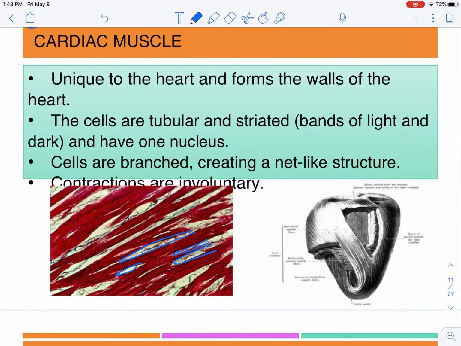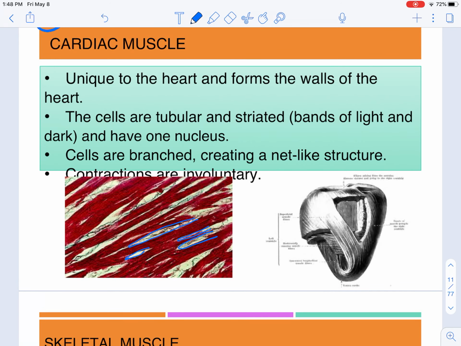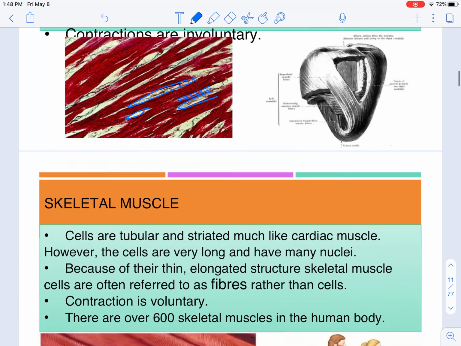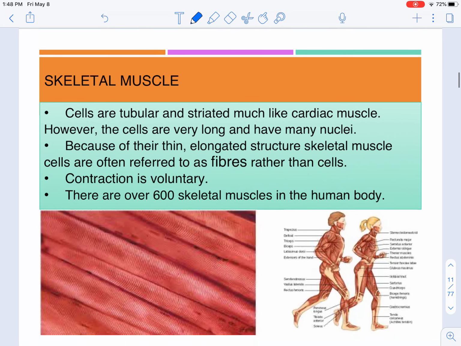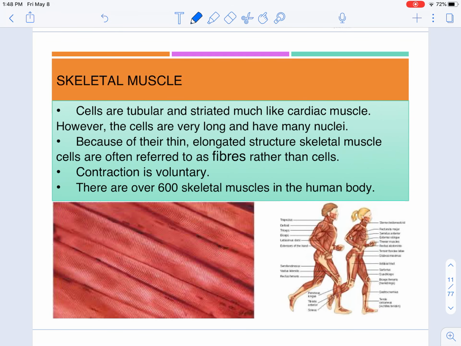Just like smooth muscle, these are involuntary, which means we do not have control over the smooth muscles of internal organs, like for peristalsis, for example, nor do we have control over the cardiac muscle in the heart. Skeletal muscles, though, are the voluntary muscles, so they are ones that you will control in order to move your skeleton.